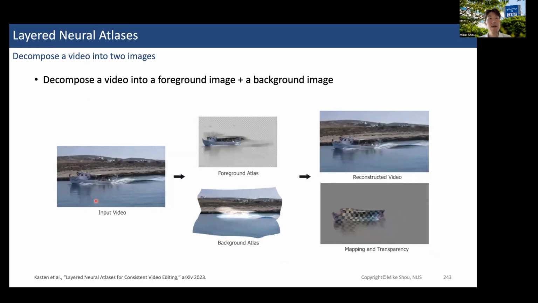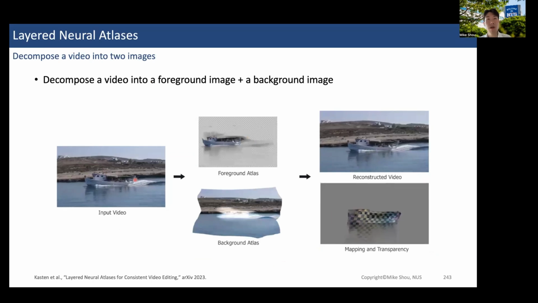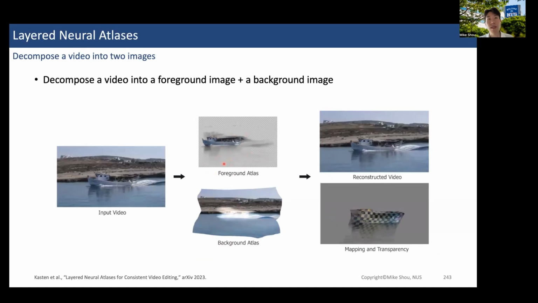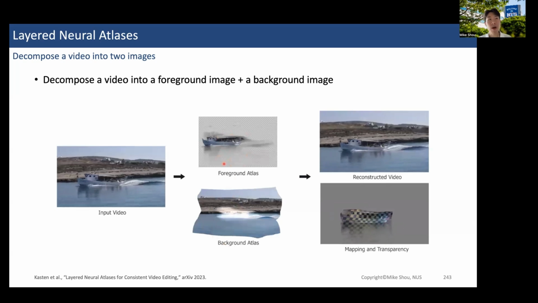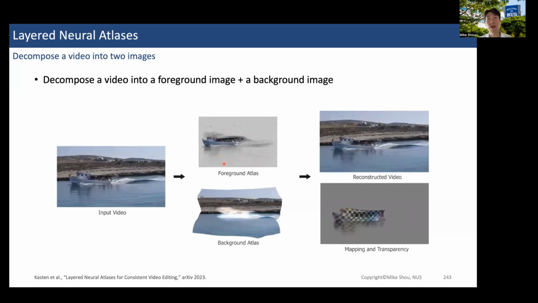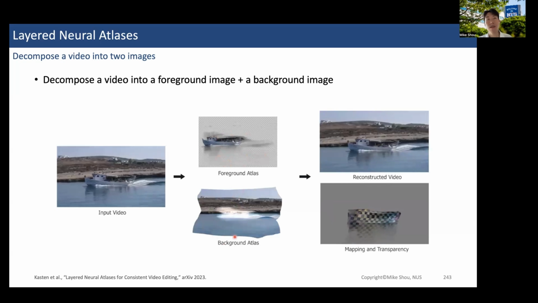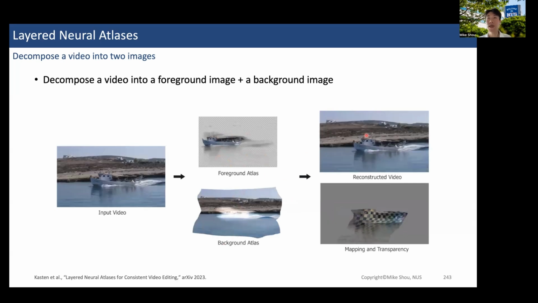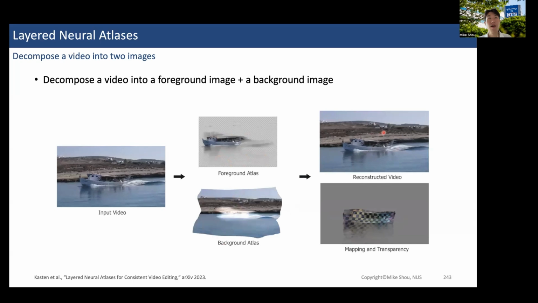Basically, the concept is that given an input video, we can convert it into two atlases, or basically two 2D images. The first one is the foreground, and the next one is the background. The foreground atlas is an aggregation of all the foreground across different frames in the whole input video. The background is aggregated from the other frames' backgrounds. Then we can use that to reconstruct the video. In this way, we decompose a video into a foreground image and a background image.